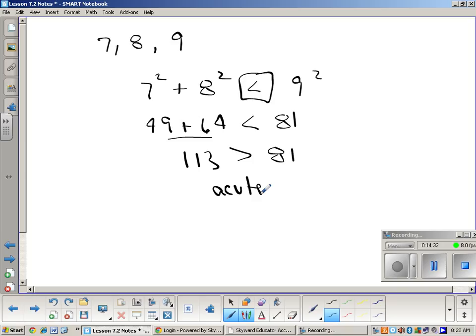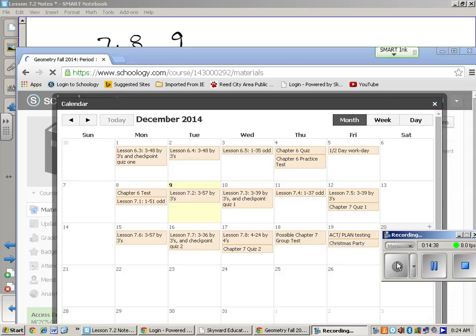Okay, I'm going to pause so that I can pull up the calendar and look at the assignment. So we'll stay with the assignment, lesson 7-2, 3 to 57 by 3s. Remember tomorrow, we'll be checking this, so get it done.